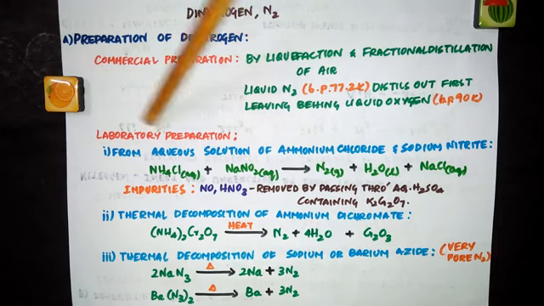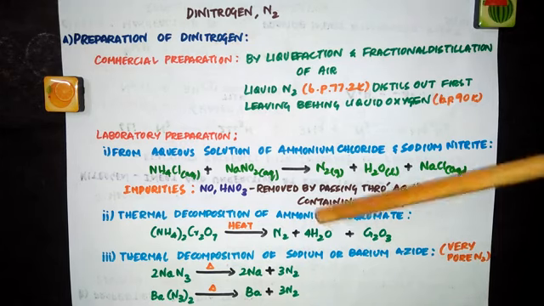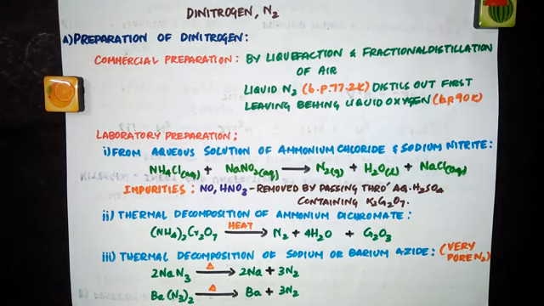Now coming to laboratory preparation. In laboratory preparation, we are going to follow three different methods to prepare nitrogen. The first one is by thermal decomposition of ammonium dichromate, and also thermal decomposition of sodium or barium azide. In the first preparation, we prepare nitrogen from an aqueous solution of ammonium chloride and sodium nitrite.